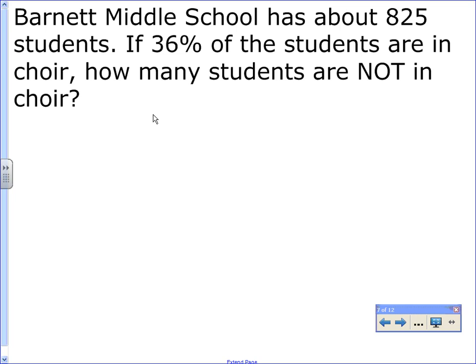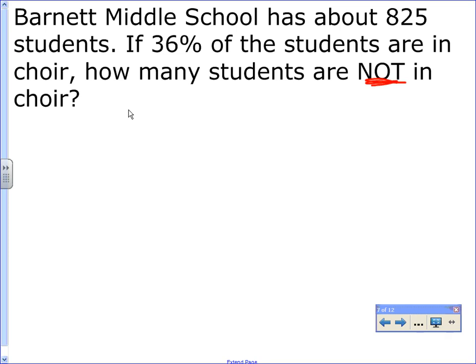Barnett Middle School has about 825 students. If 36% of the students are in choir, how many of the students are not in choir? So this is a question where they're trying to trick you, because the normal kid is just going to think, oh, 36% of 825, but you've got to be smarter than the normal kid.